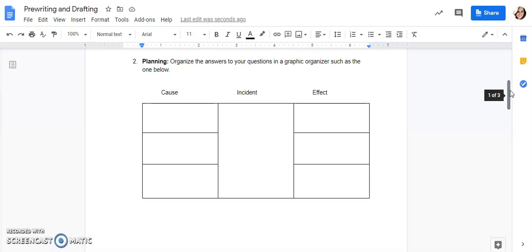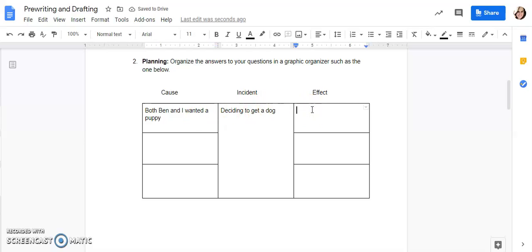It says organize the answers to your questions in a graphic organizer such as the one below. So remember we talked about how the incident in our narrative is the cause and the effect is the response section. So the incident is deciding to get a dog. So both Ben and I wanted a puppy. We decided to get a dog.